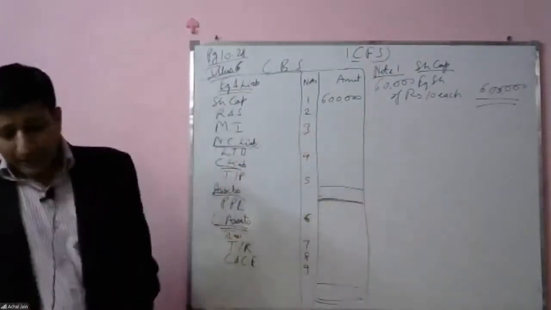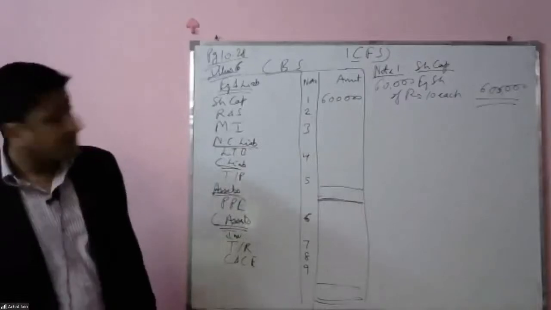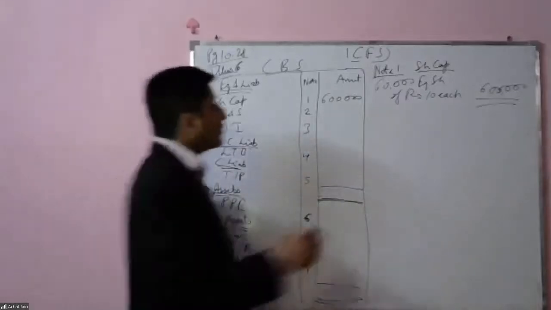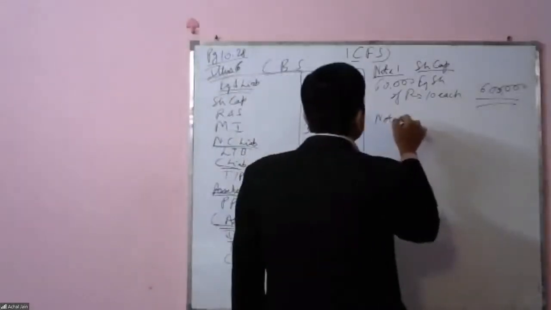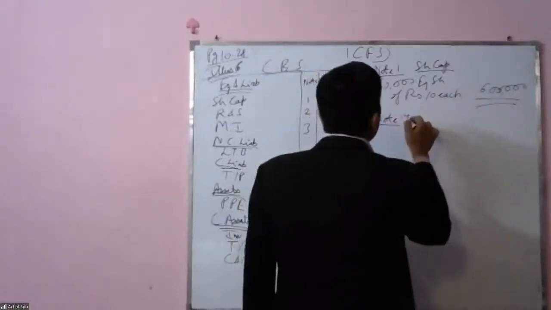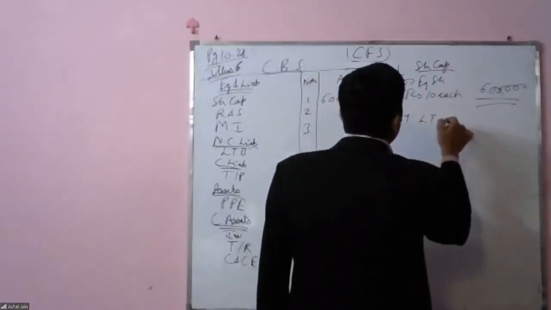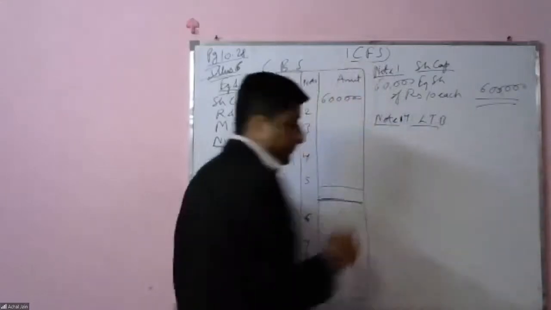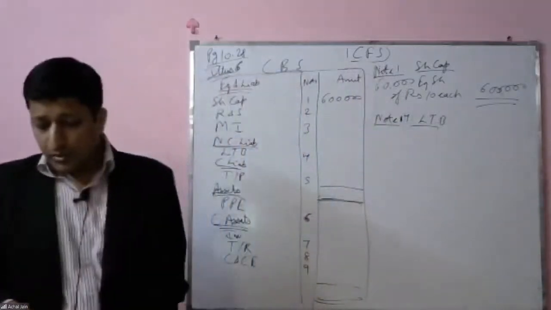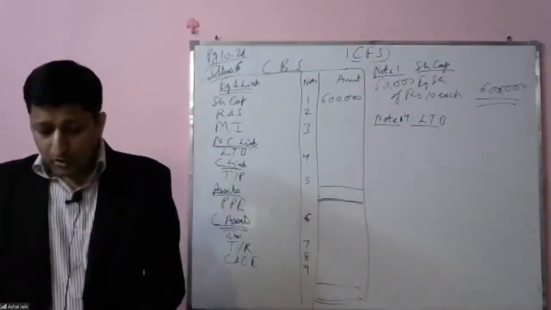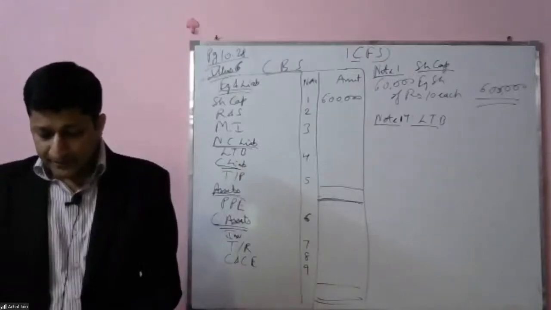So note number 2 I'll pick later on. Note number 3 I'll pick later on. So I'm moving on to note number 4. Note number 4 is what? Long-term borrowings. Now what do we have on long-term borrowings? Long-term borrowings of 2 companies will be added.